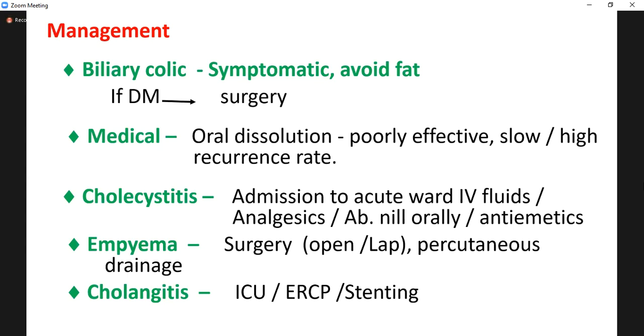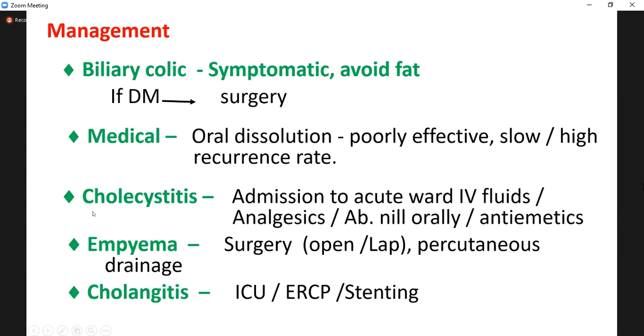So remember this: don't just discharge them from the ward after this episode, or they will suffer with pain and have to come back to the hospital. So as a house officer, it's important for you to arrange a clinic visit for this patient. Usually I see these patients after 1 week. After 1 week of discharge, you see them in the clinic and plan your surgery. There are historical medical treatments, oral dissolution therapy, which is poorly effective, with slow response and also a high recurrence rate. So therefore, we don't practice those things at the moment.